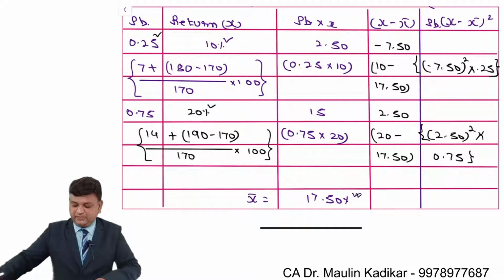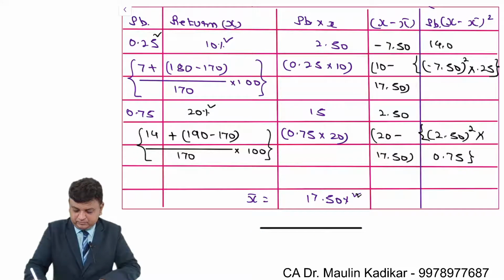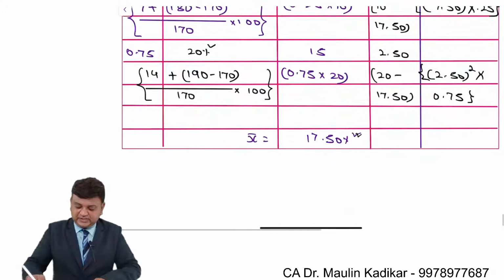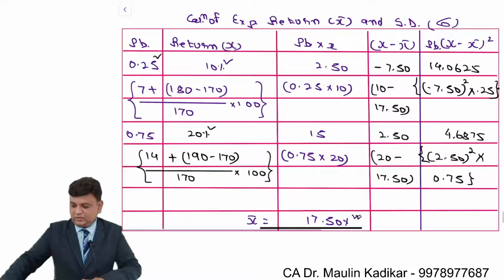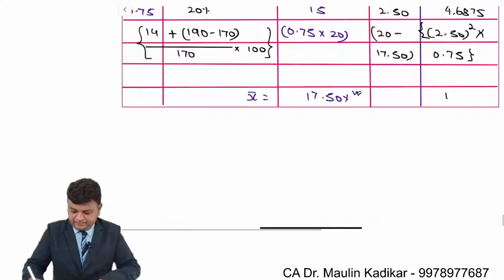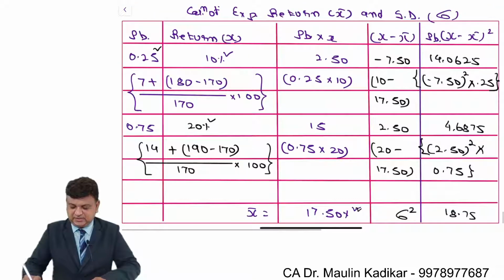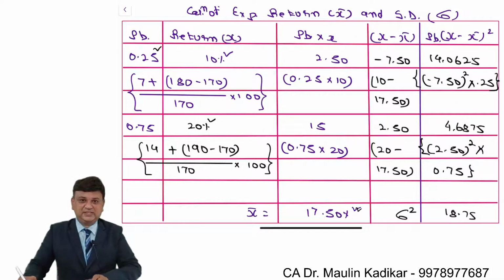So square of 7.5 into 0.25, so 14.0625. Square of 2.5 into 0.75, 4.6875. 14.0625 plus 4.6875 is 18.75. And this 18.75 is considered to be the variance. That is the way we have the variance.